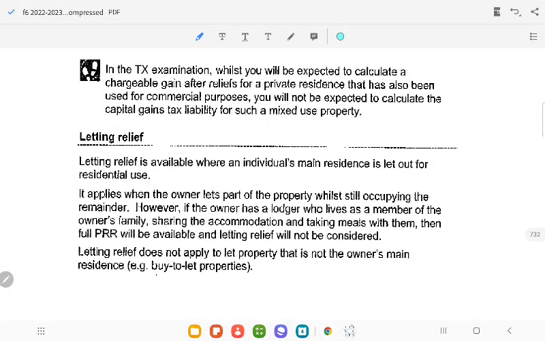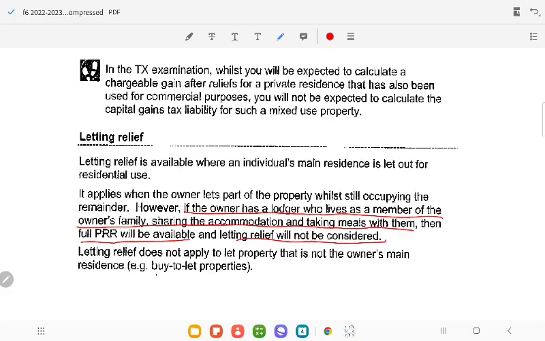An important point in this regard is that if the owner has a lodger who lives as a member of the owner's family, sharing the accommodation and taking meals with them, then full PRR will be available and letting relief will not be considered.